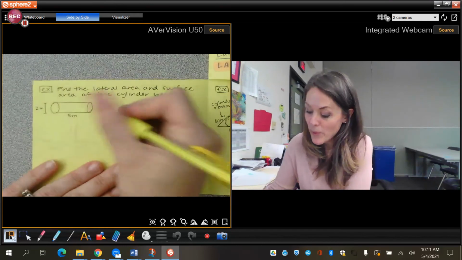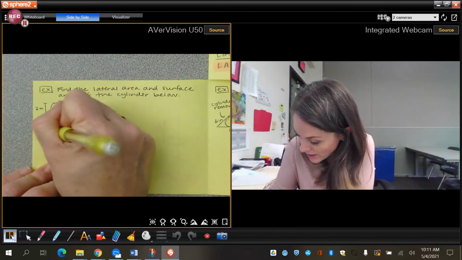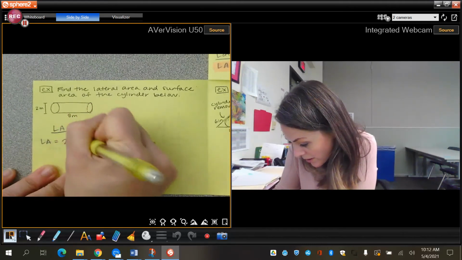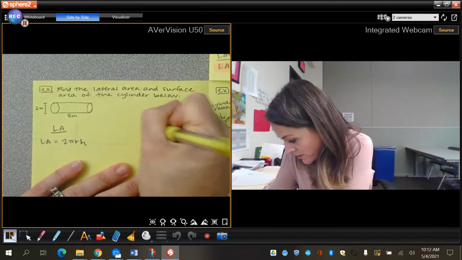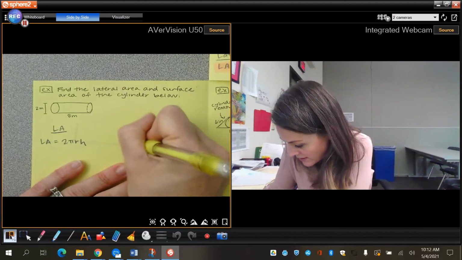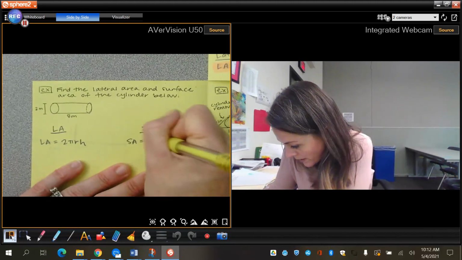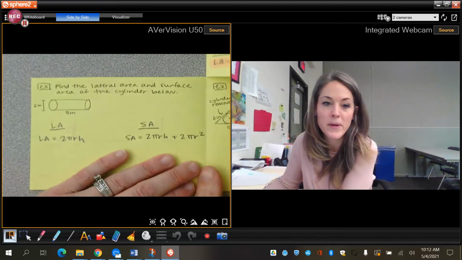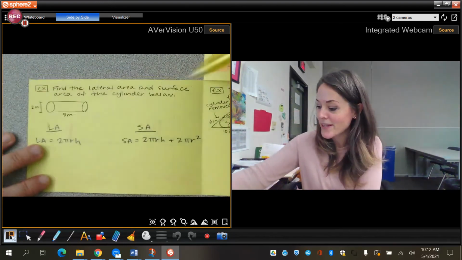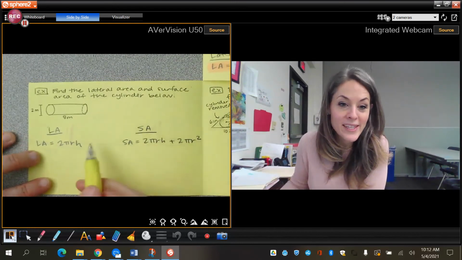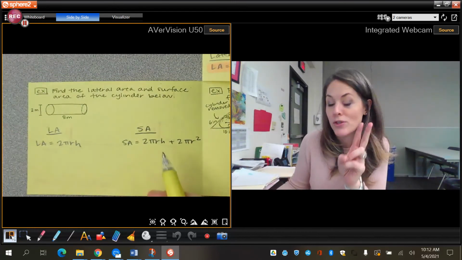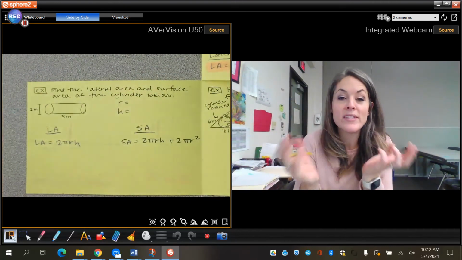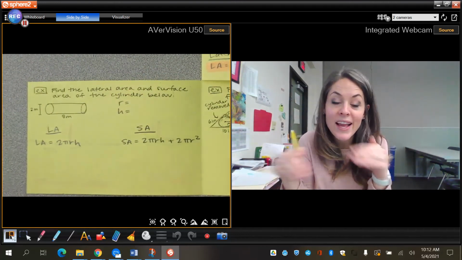So I'm going to start by organizing myself. Lateral area is 2 pi r h, and over here surface area, SA, equals 2 pi r h plus 2 pi r squared. So I'm just going ahead and organizing. What's nice is if you scan these formulas, you need two things. You need to know the radius and the height. Once you know the radius and the height, you can just plug in and simplify.